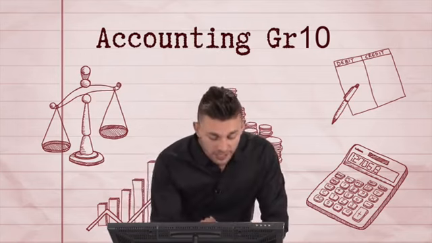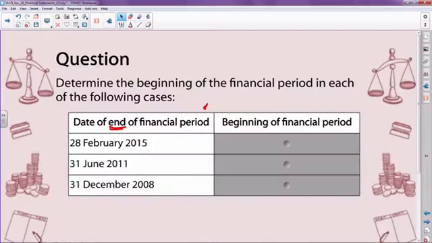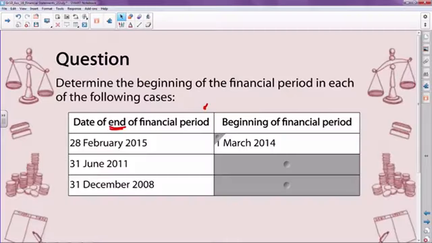Now, if I look at this, the end of the year is 28 February 2015. So therefore, the next day will be the 1st of March. And then the beginning of the year will be 2014. If you count from the 1st of March 2014 to 28 February 2015, you will see it's 12 months. The next one. The next day will be the 1st of July, the previous year, 2010. And there you have it.